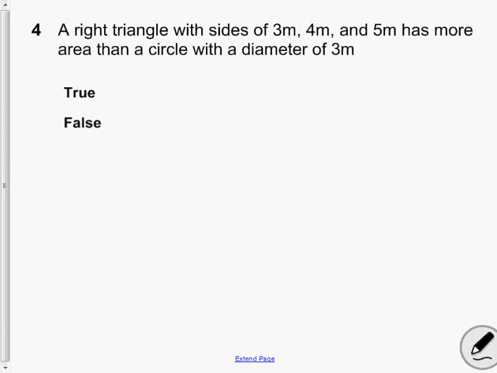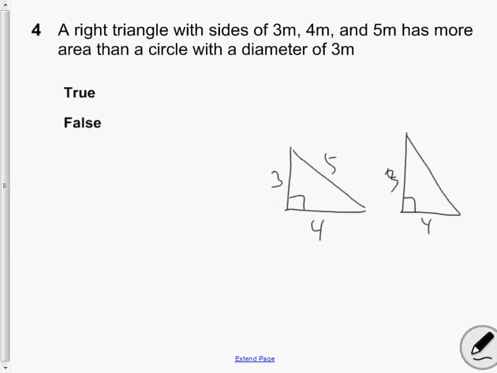Question 4. A right triangle with sides of 3, 4, and 5. Now, it doesn't tell you what are legs and what is the hypotenuse, but we all know that the longest side of a right triangle is the hypotenuse, which means 5 has to be there. And it doesn't matter if you draw it this way or this way. When you calculate the area of this, it's going to be base times height divided by 2, which means it's 3 times 4 divided by 2, which means the area of that triangle will be 6 meters squared.